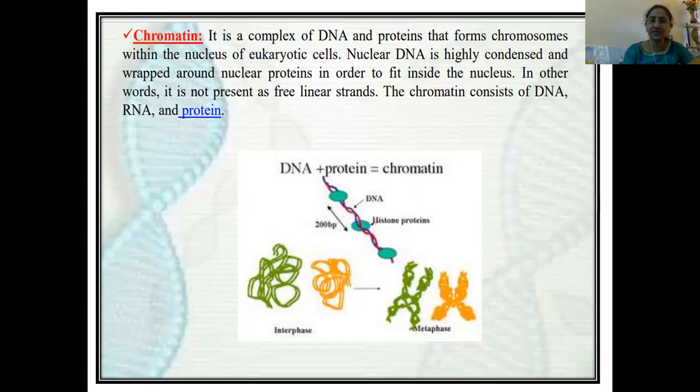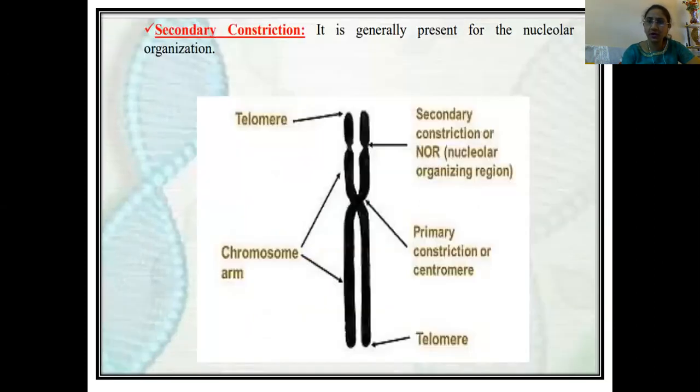In other words, it is present as free linear strands. The chromatin contains DNA, proteins, and RNA. So chromatin is a combination of DNA and proteins, which is responsible for the transmission of genetic information from one generation to another.